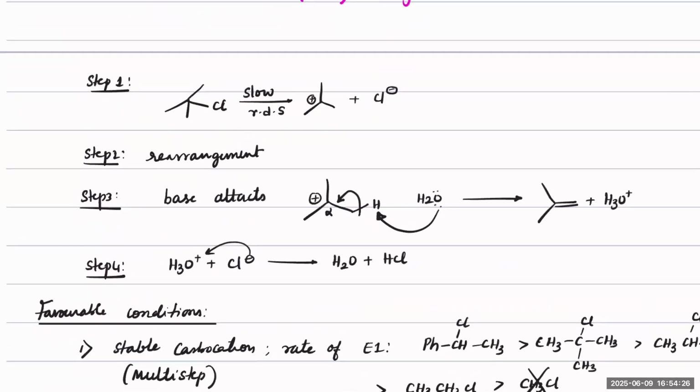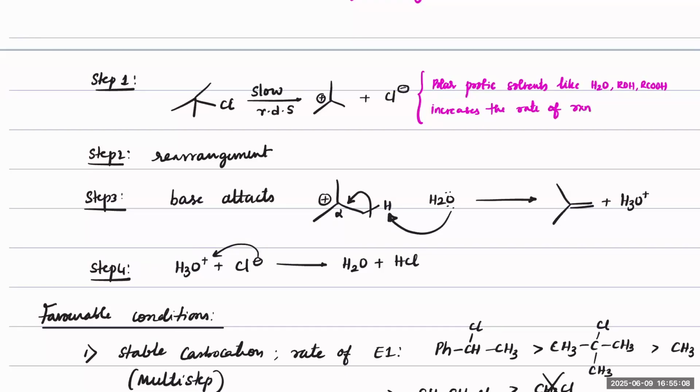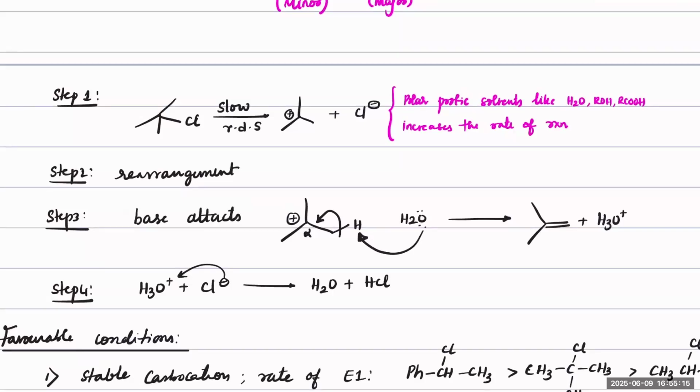What is the step that happens here? The first step is, if you take the alkyl halide, the slow step is that slowly the chlorine is removed from here, getting a positive charge on the carbon, and Cl minus is released. Now this is only going to happen if there is the support of a polar solvent. So polar protic solvents like water, alcohol, acids increase the rate of reaction. So the better the polar solvent, the more is the ability to form this carbocation.